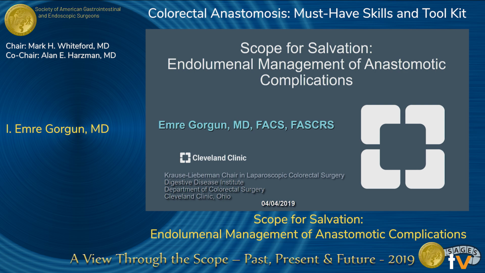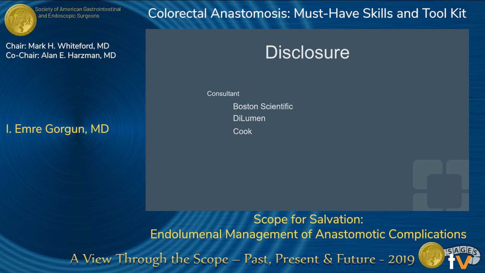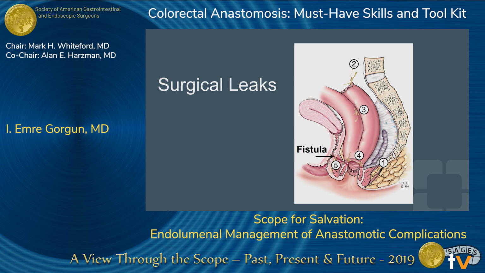And part of that is the endoluminal management, which is not going to focus only on the anastomotic leaks, but also strictures and bleedings as well. So we saw this picture over and over from Cleveland Clinic. As we know, the leaks can occur in different ways. This is the tip of the J pouch leak.